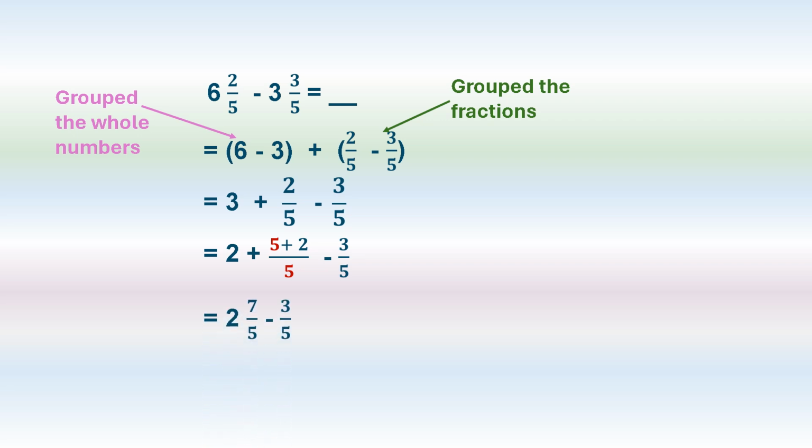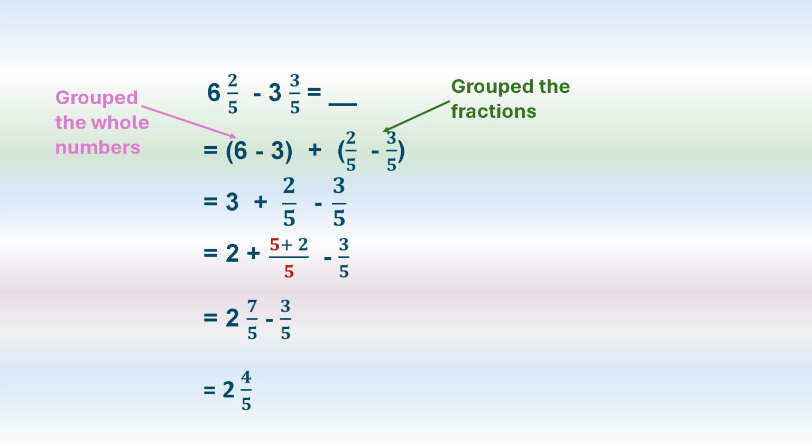Right. Then we say 2 and 7/5, because 5 plus 2 is 7, subtract 3/5. So now all we have to do here is the whole number stays the same, and we take 7 subtract 3, and the denominator stays the same. So 7 subtract 3 is 4, and then your answer is going to be 2 and 4/5. I hope you understood this.